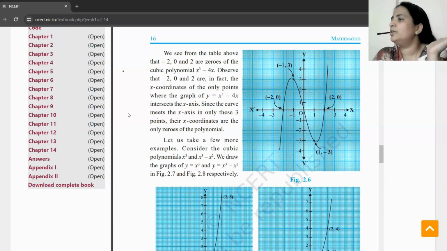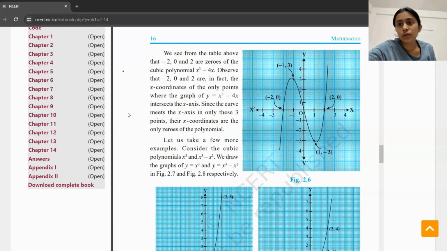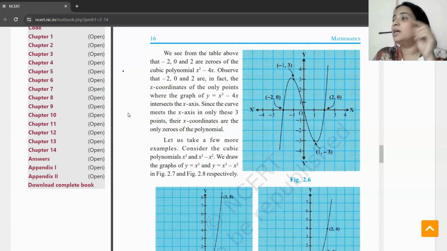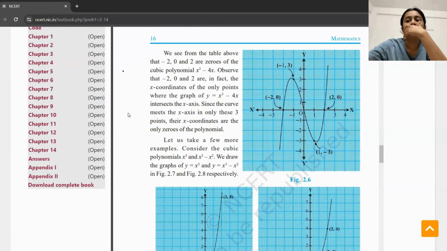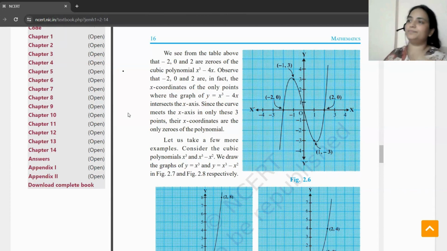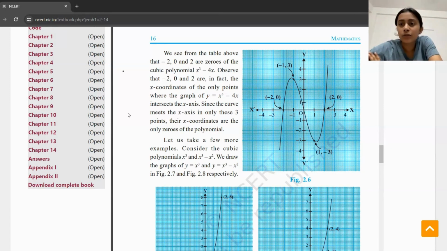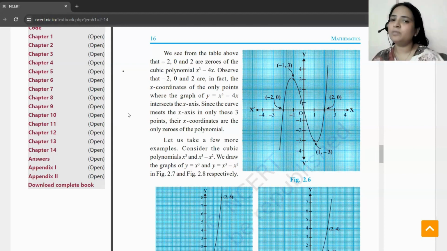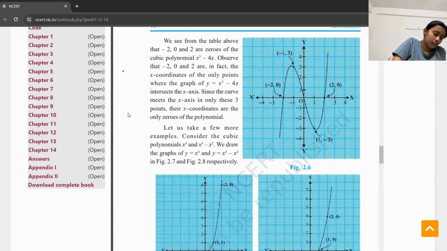Is this clear or not? I have 4 points here. No, there are 3 points here, cutting the x-axis only, Sachi. There are 3 points here. Oh, okay. Tell me which 3 points are there. Tell me, Sachi. -2, 0, 2, 0, and the origin 0, 0. It's the origin, no? 0, 0. Yes, ma'am. Okay.